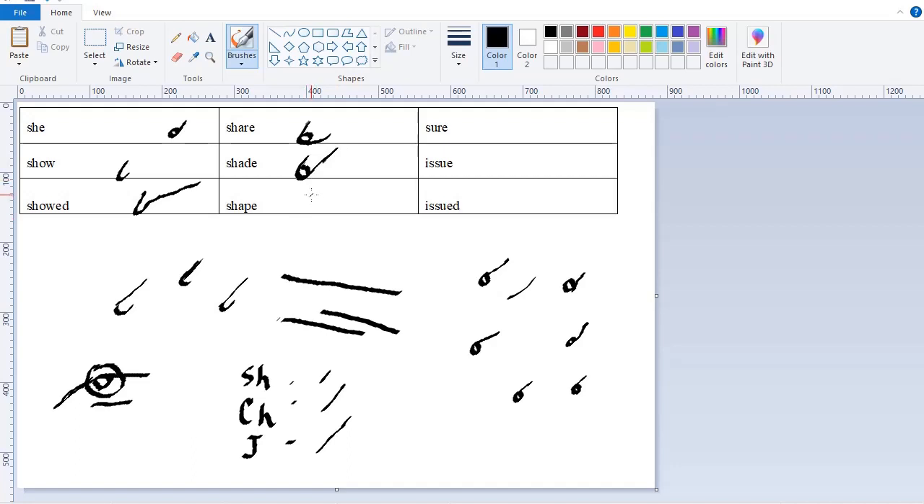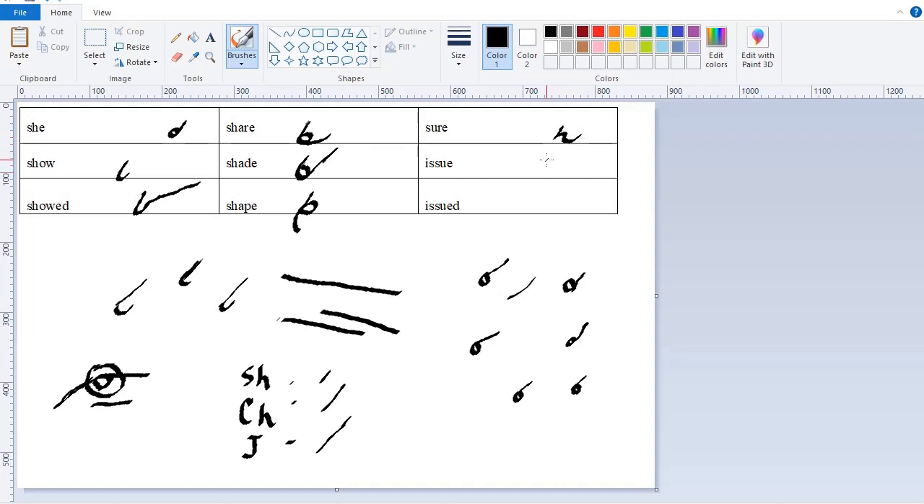Next, we have "shape." So, we have SH, we have A, and then we have P. Shape. "Shore." We have SH, we have O, and then R. Shore. Ano nangyari sa ballpen ko? Hindi siya gumagana ng maayos. Okay, ulitin natin. We have SH, we have U, and then R.